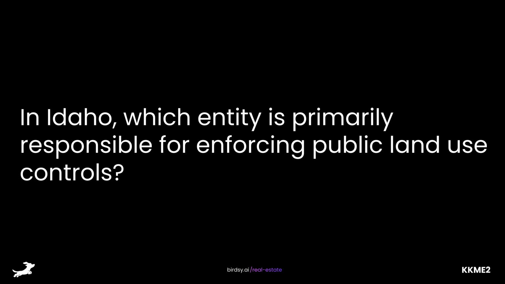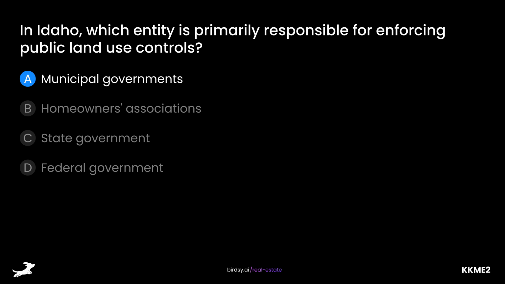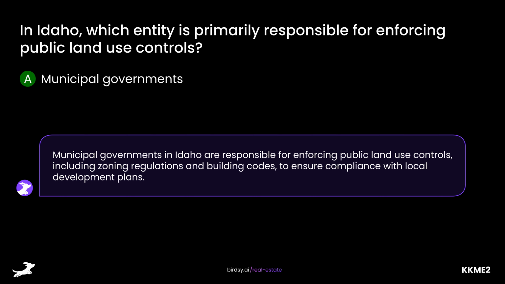In Idaho, which entity is primarily responsible for enforcing public land use controls? Is it A. Municipal governments, B. Homeowners associations, C. State government, or D. Federal government? The answer is A. Municipal governments. Municipal governments in Idaho are responsible for enforcing public land use controls, including zoning regulations and building codes, to ensure compliance with local development plans.